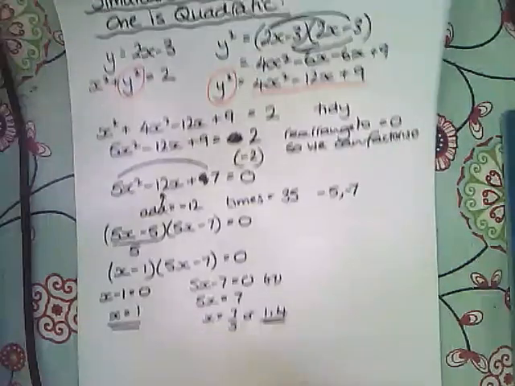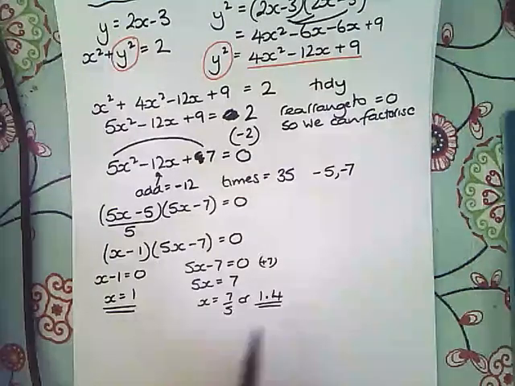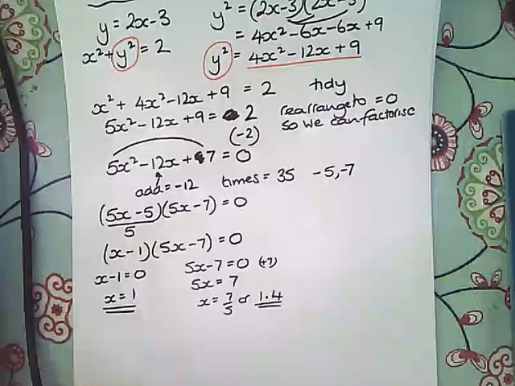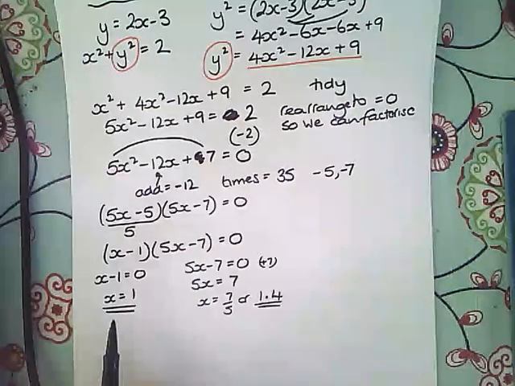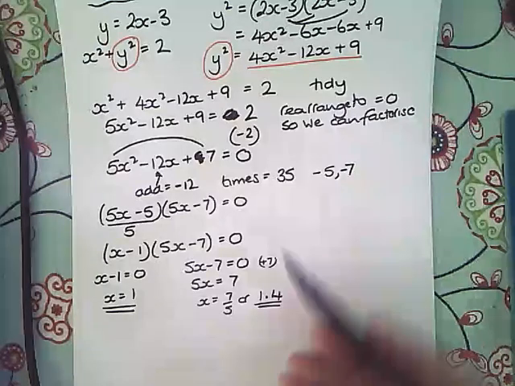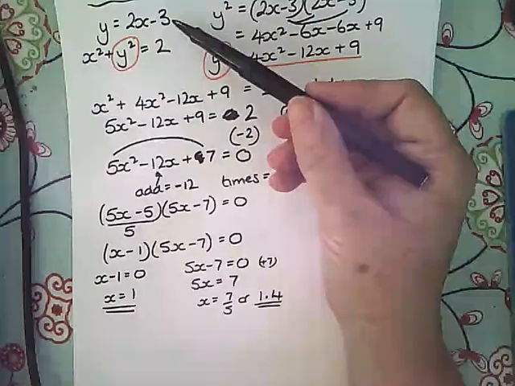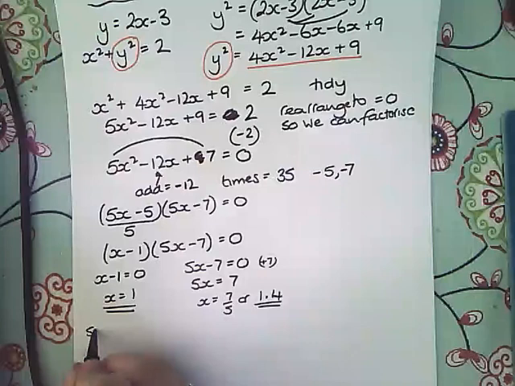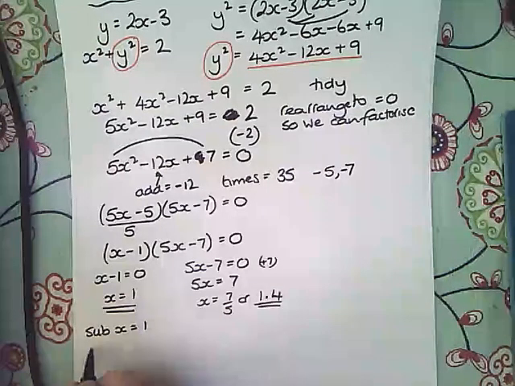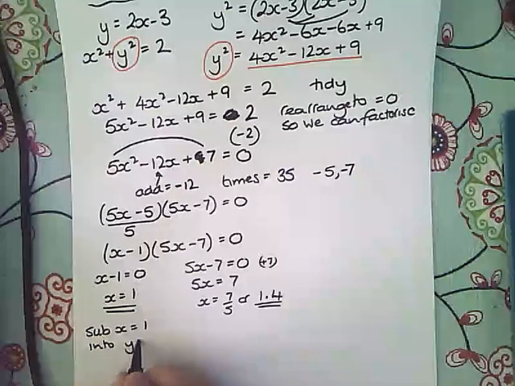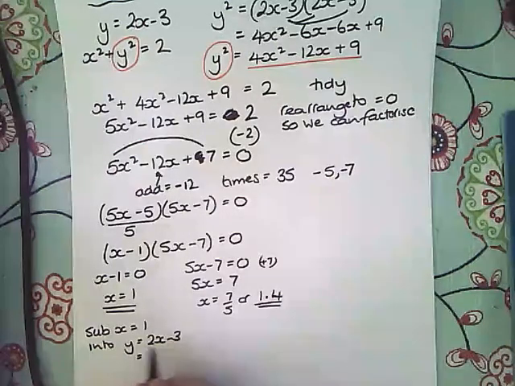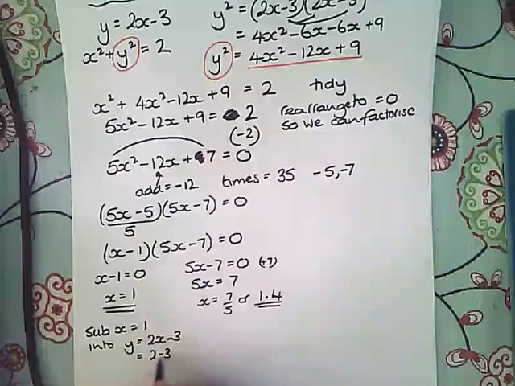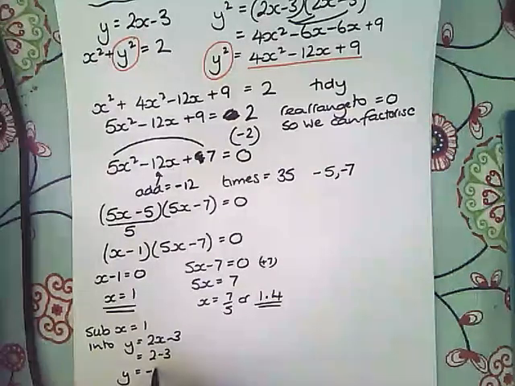We have not finished. We have got two values for x. We need to work out the corresponding two values for y. We need to therefore substitute each value of x into the linear equation. So I am going to sub x equals 1 into y equals 2x minus 3. So that's going to be 2 times 1 is 2, so 2 minus 3, so y is equal to minus 1.